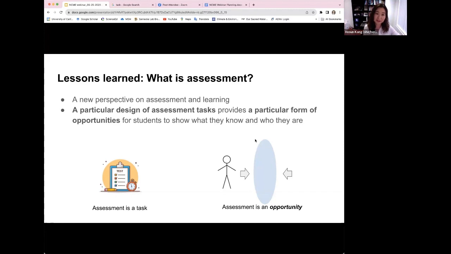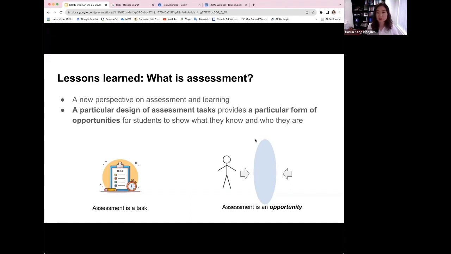However, as I'm looking very closely and drawing upon more sociocultural and critical perspectives, I begin to realize that the particular design of an assessment task provides a particular form of opportunity for students to show what they know and also who they are. So if I do not see what I hope to see, largely it has a lot to do with so many other things, including the assessment design and teachers' instructional practices, in addition to the learner's characteristics, what they know and what kinds of thinking they have.